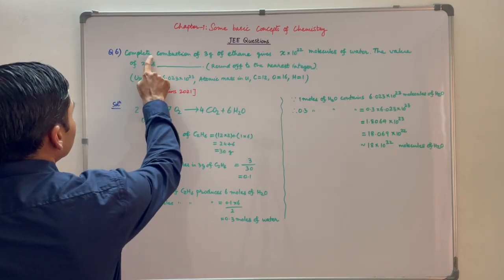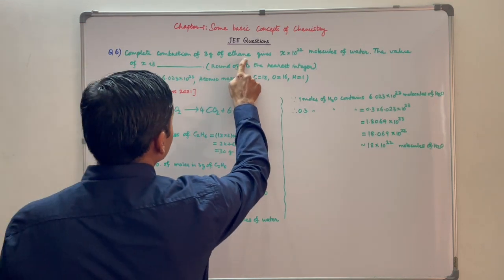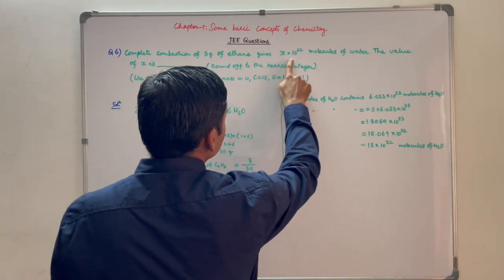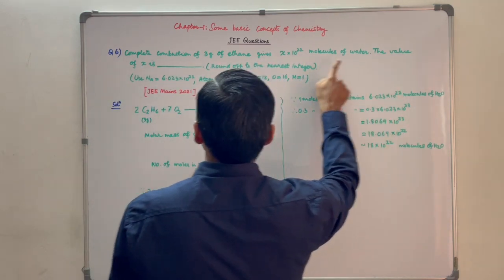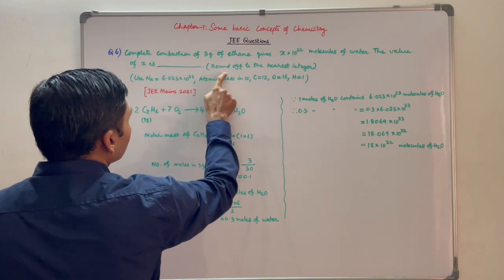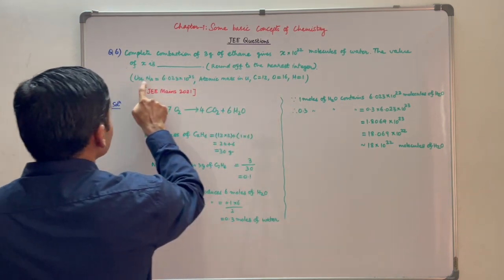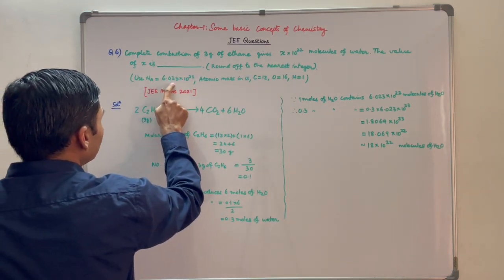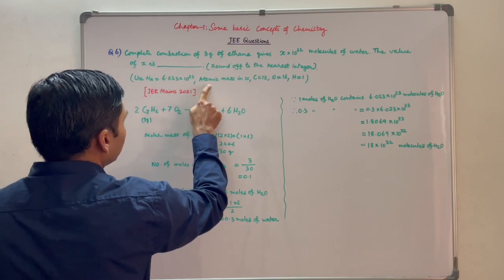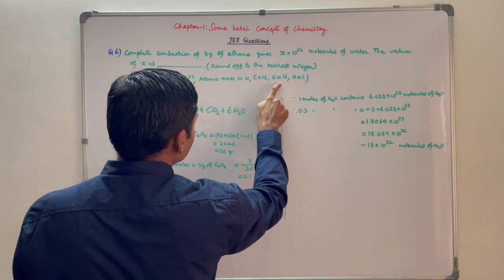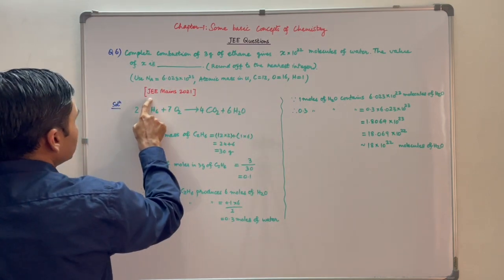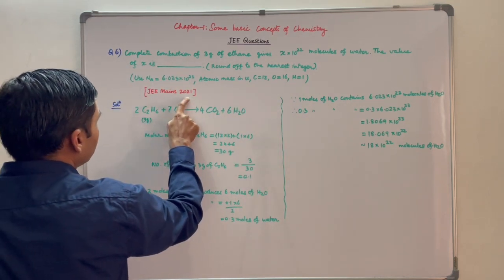Sixth question, complete combustion of 3 gram of ethane gives x into 10 to power 22 molecules of water. The value of x is, round off to the nearest integer. Use Na is equal to 6.023 into 10 to power 23. Atomic mass in U, C12, O16 and H1. This question appeared in JEE Mains 2021.